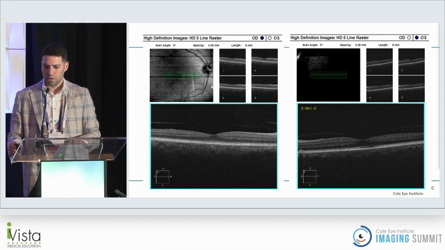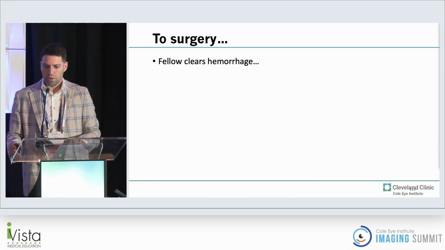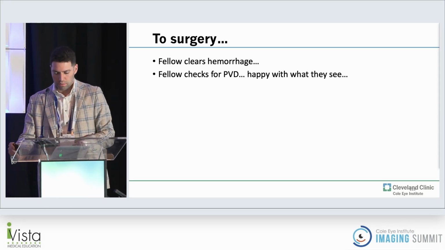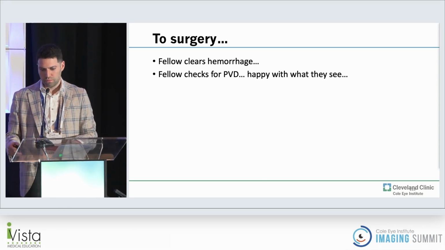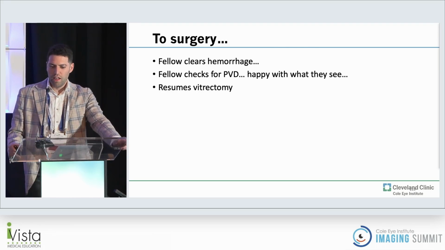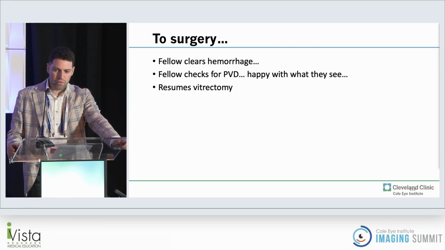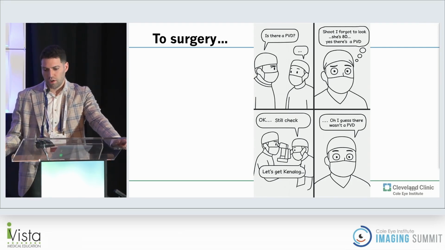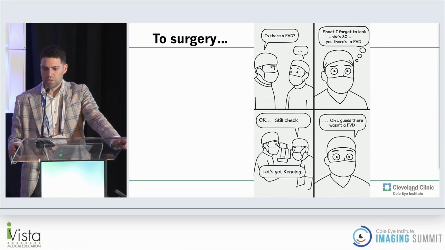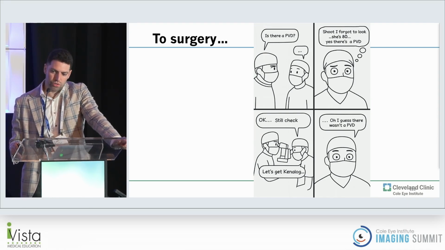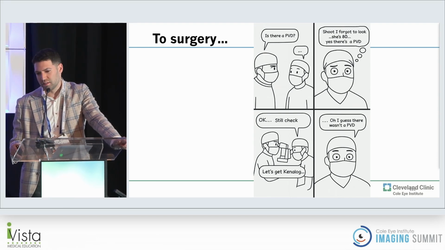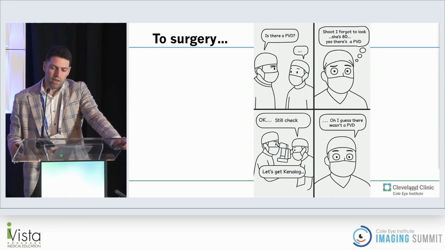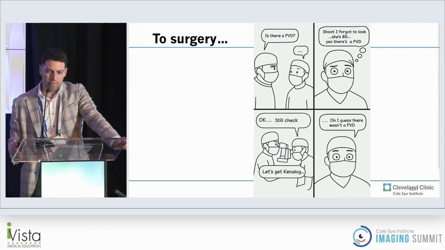So we go to surgery, and the fellow clears the hemorrhage. The fellow checks for PVD, very happy with what they see. Sometimes I just let the fellow do some stuff while I test them. And they resume vitrectomy. They go to the periphery, and this is basically how it goes. I ask if there's a PVD, and they know they should check for a PVD when they come in my OR, but they don't always. So this fellow starts sweating: shoot, I forgot to look, but she's 80, let me just guess and say, yes, there's a PVD. And so I say, nope, let's still check, let's get Kenalog, and then the fellow realizes, oh, I guess there wasn't a PVD.